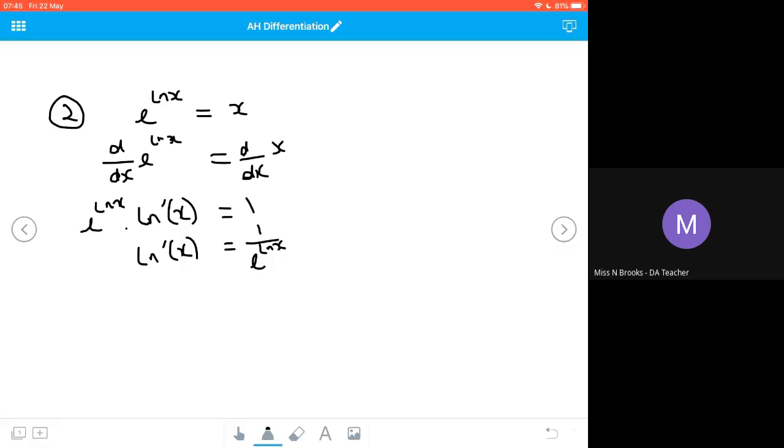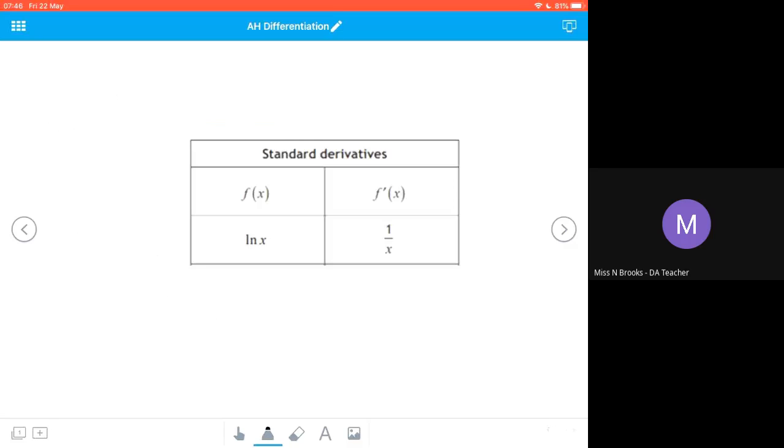Now again, if we go back up to the top and look at the fact that we can represent e to the power of ln x as x, we can then rewrite this as the derivative of ln x with respect to x equals 1 over x. Now this is given to us on our Advanced Higher formula sheet, and so the standard derivative: f of x equals the natural logarithmic function of x, f dash x is 1 over x.